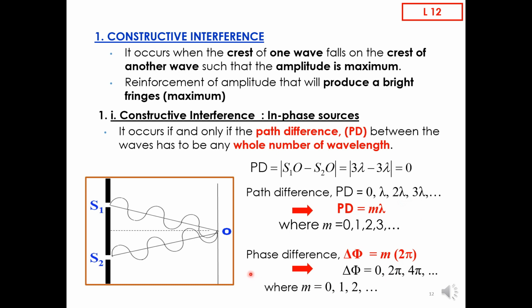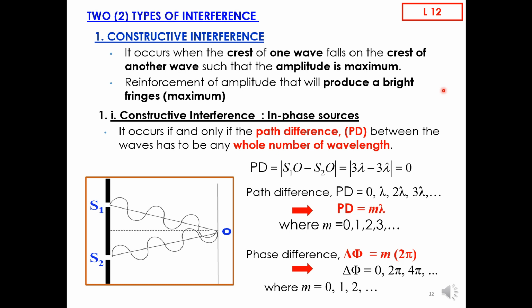Okay, next, we can also calculate phase difference. Phase difference is in terms of pi, path difference in terms of lambda. Okay, so phase difference delta phi equals m times 2 pi. This formula is only applicable for constructive interference in-phase source. Okay, if order equals 0, our phase difference is 0. If order equals 1, and we substitute 1 here, we get the answer 2 pi. If order equals 2, we get the answer 4 pi.